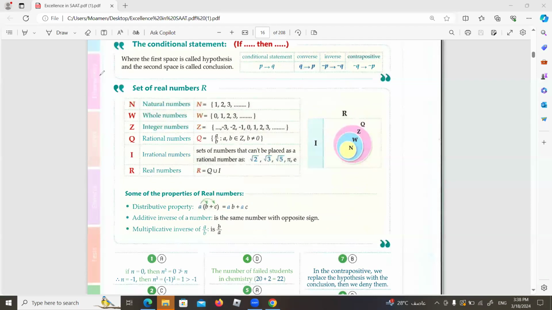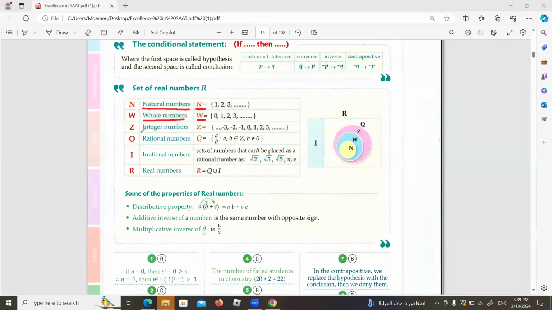If we talk about the set of numbers, we talk about the natural numbers. Natural numbers are the numbers starting from 1 and having no end. So 1, 2, 3, 4, 5, 6, and so on. This is called natural numbers. Then after that, we have W. W is the whole numbers. It's the natural numbers plus 0. It means add 0. So it will be 0, 1, 2, 3, 4, and so on.